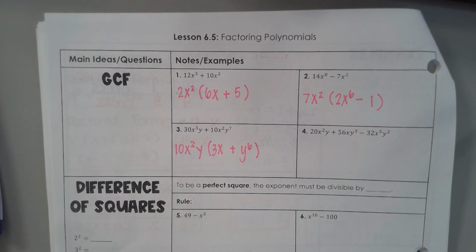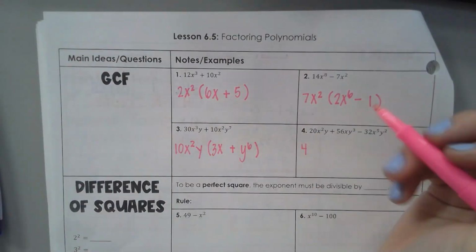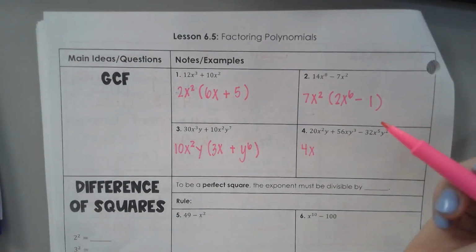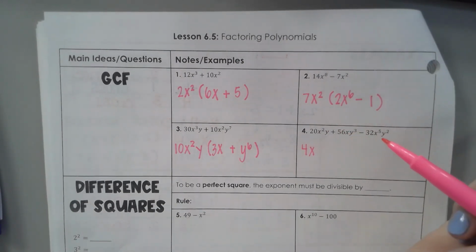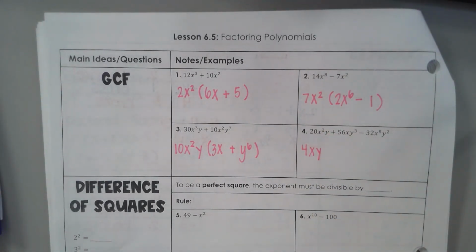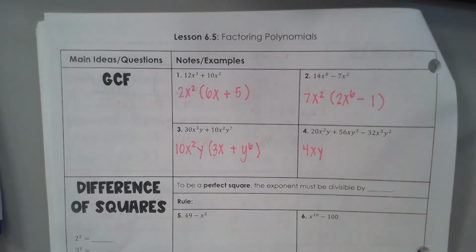And then number 4, what's the GCF? We have to look at all 3 of them. So what goes into 20, 56, and 32? 4. Okay. And then x, do I need an exponent? No, because the smallest one is just an x. What about y's? Just a y, because this first one is only y. So basically whatever the smallest exponent is, that's the one that goes with your GCF.